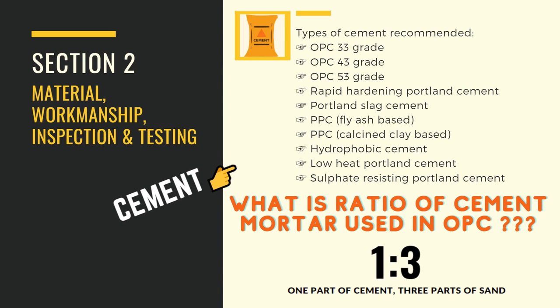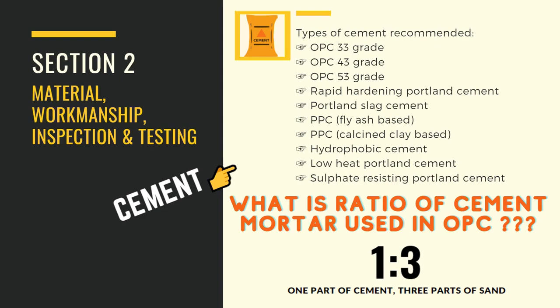So we have seen the types of cement that are recommended by IS 456. OPC 33 grade is not used nowadays. It is neglected. OPC 43 grade and OPC 53 grade are widely used as of now. 43 refers to the strength of the cement, 43 Newton per mm square. 53 means the same, Newton per mm square or megapascal. Ordinary Portland cement 53 grade and 43 grade are mainly used nowadays. 33 grade is rarely used or neglected.